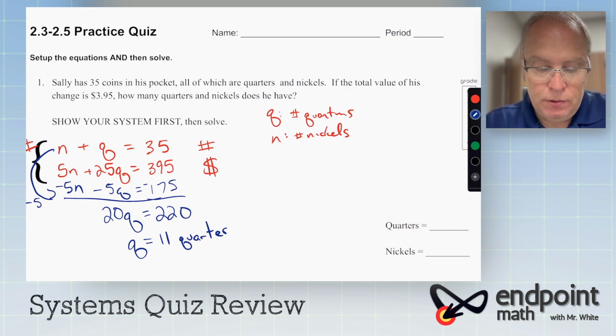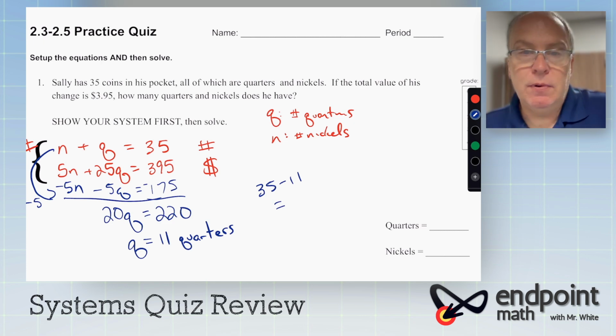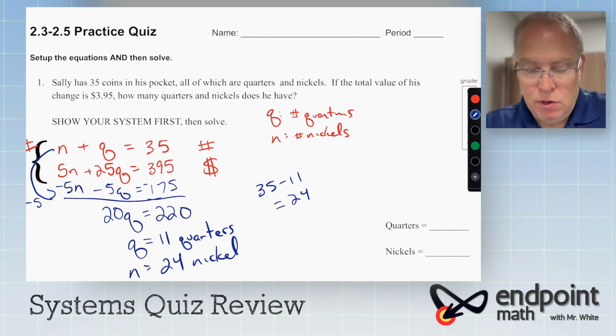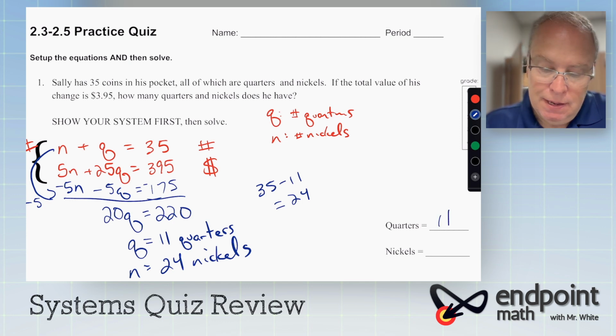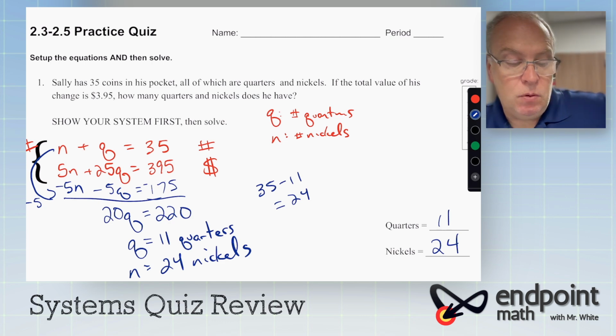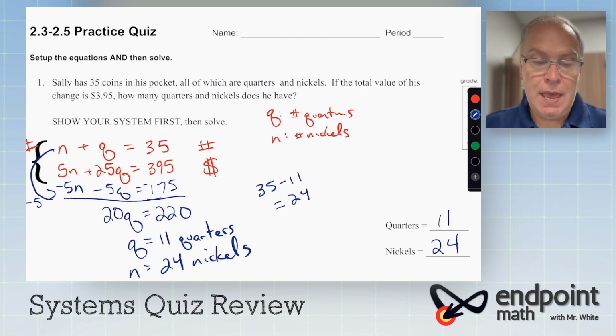11 quarters. So how many nickels then? Well, 35 minus 11 equals what? 24. So 24 nickels. Now you could go through and add up the money, and I can pretty much guarantee that it will add up to $3.95. So that's how you do the problems with coins in a jar and money.